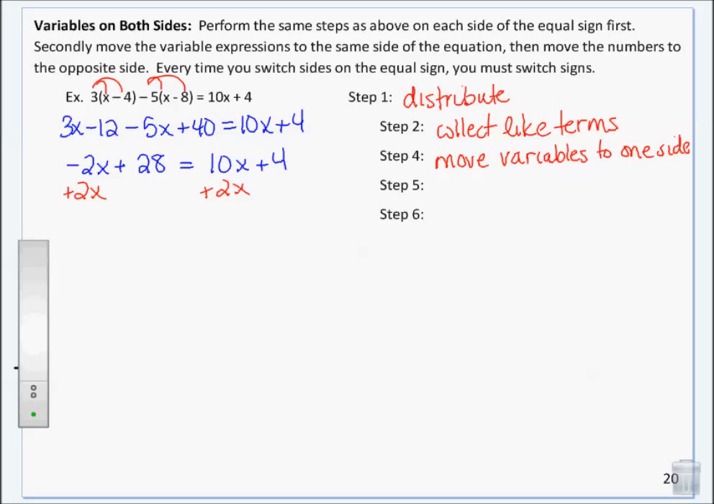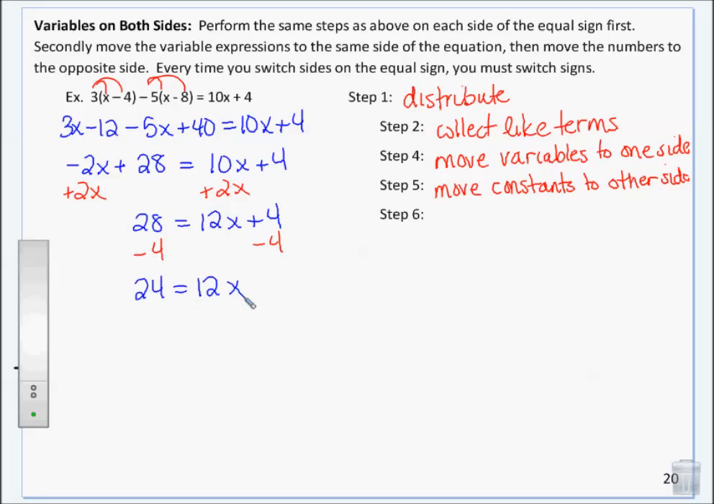So I have 28 is equal to 12x plus 4. And then I'm going to move my constants to the other side. Okay, and constants are just numbers with no variables on them. So I'm going to subtract 4. And that gives me 24 is equal to 12x. And then I'm going to divide.